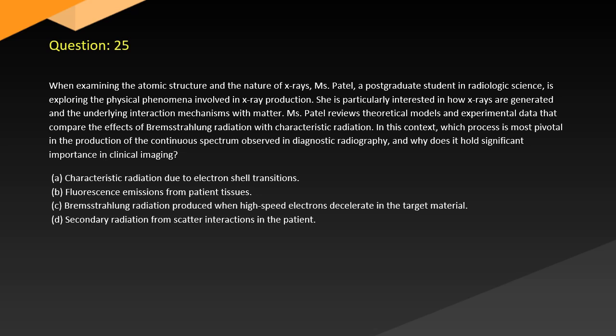A. Characteristic radiation due to electron shell transitions. B. Fluorescence emissions from patient tissues. C. Bremsstrahlung radiation produced when high-speed electrons decelerate in the target material. D. Secondary radiation from scatter interactions in the patient.